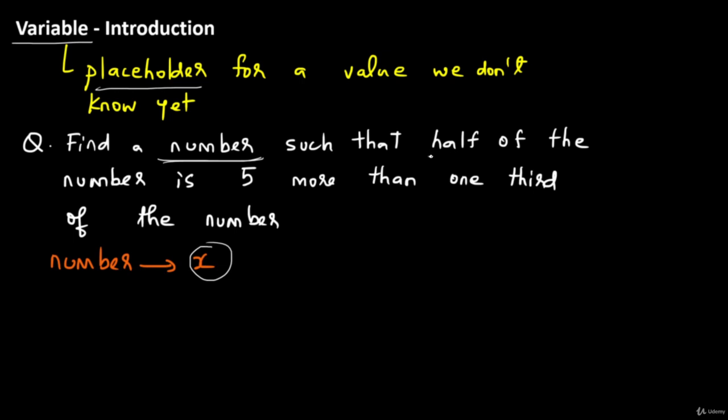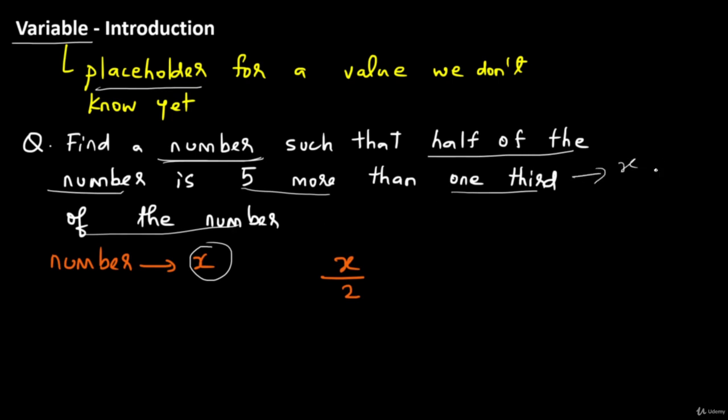Now it's mentioned that half of the number is 5 more than 1/3 of the number. So half of the number would be x divided by 2, right? Because we have taken the number as x. Now this is equal to 5 more than 1/3 of the number. 1/3 of the number would be x by 3, right? And 5 more than x by 3 would be x by 3 plus 5. So we have converted this statement into an equation with variables.